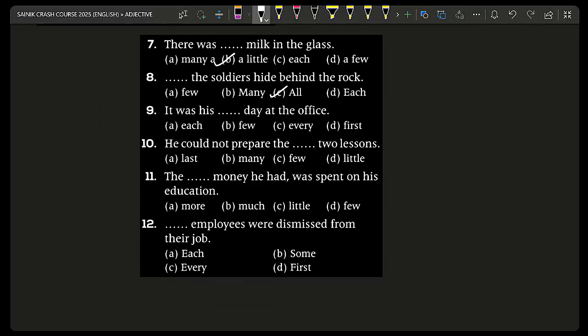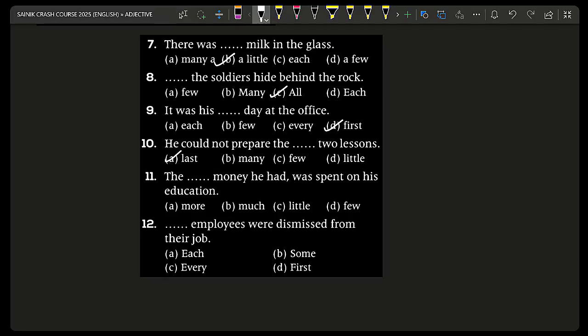Next, ninth one. It was his dash day at the office. Yes. First day. Yes, first day. That will match. Very good, Samatrika. You can mute yourself. Okay, sir. Srivatsa, can you answer the next questions? Srivatsa, 10th question. He could not prepare the dash 2 lessons. Last 2 lessons. Yes, very good, correct answer.